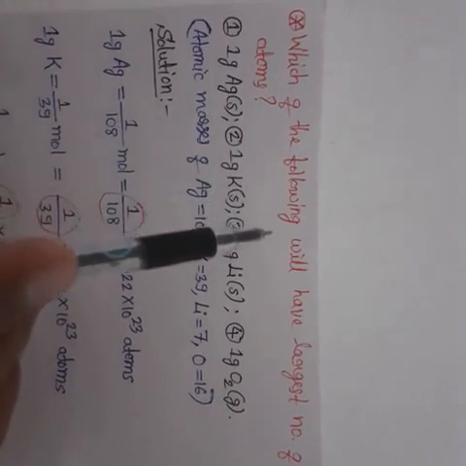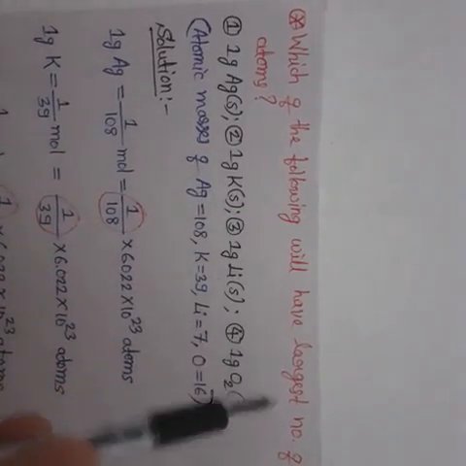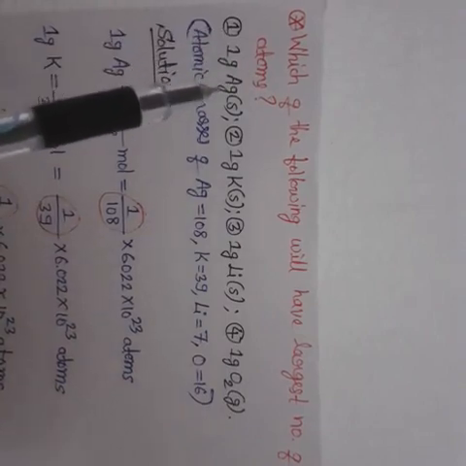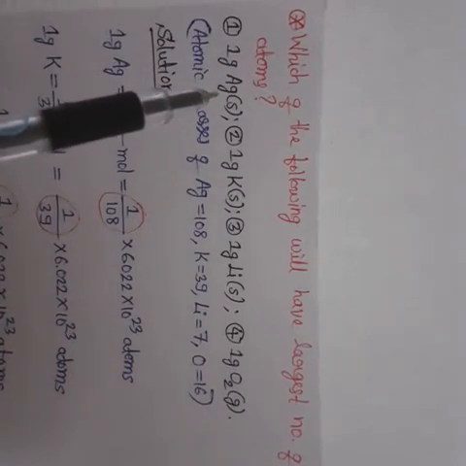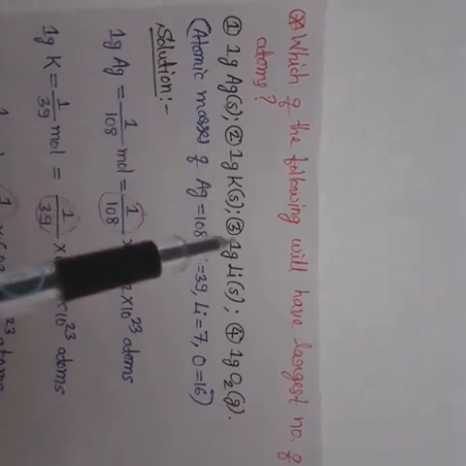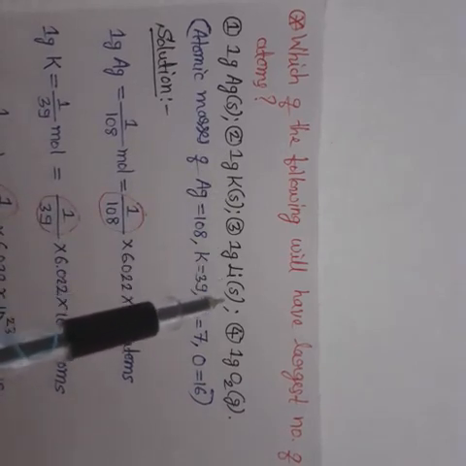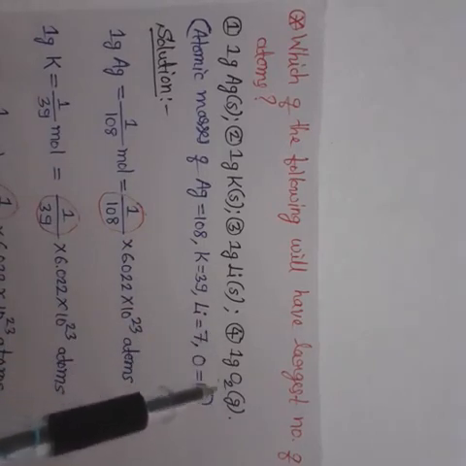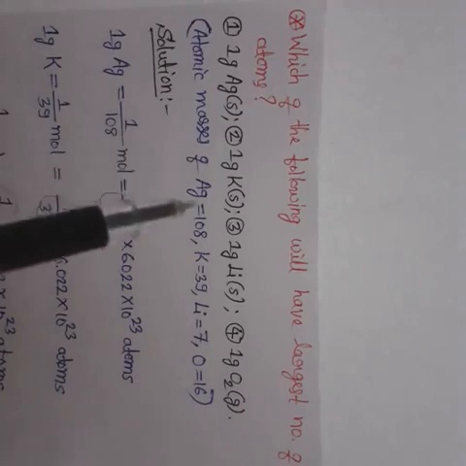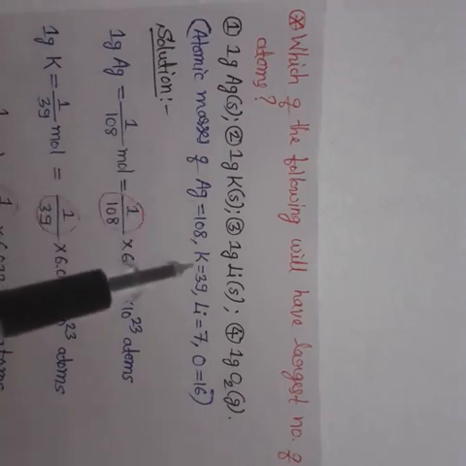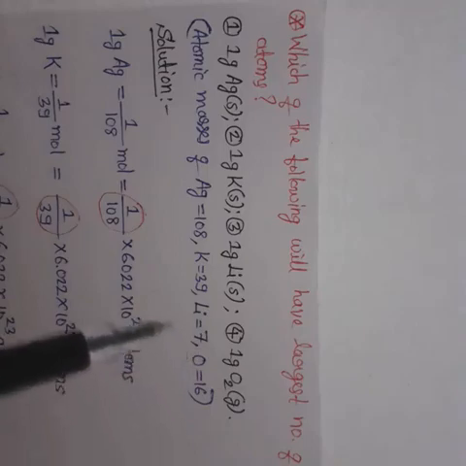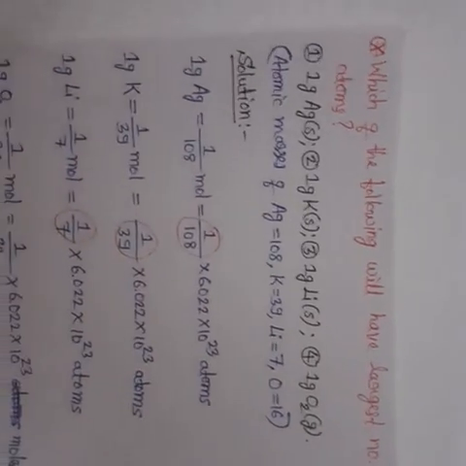Which of the following will have the largest number of atoms? 1 gram silver, which is solid; 1 gram potassium, which is solid; 1 gram lithium, which is solid; 1 gram oxygen, which is gas. Here they have given atomic masses: silver is 108, potassium is 39, lithium is 7, oxygen is 16. Let us see the solution.